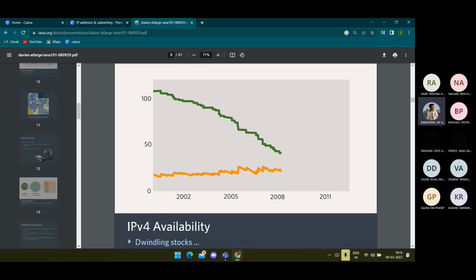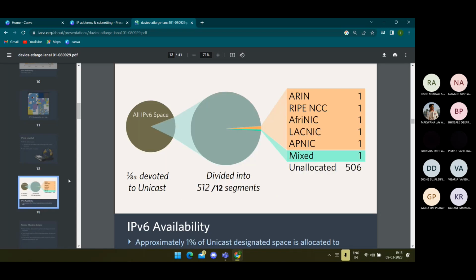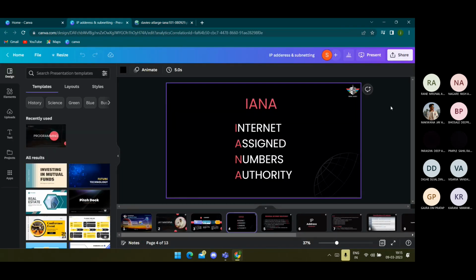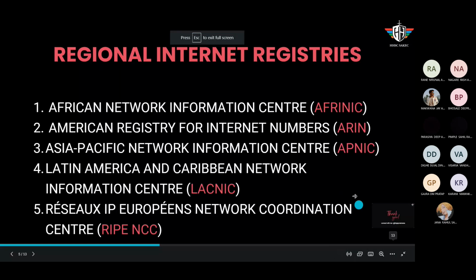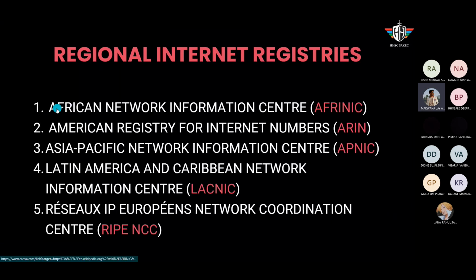We will see how many addresses IPv4 and IPv6 can provide. IANA has five divisions, each divided continent-wise. They are called the Regional Internet Registries. So there are five Regional Internet Registries.